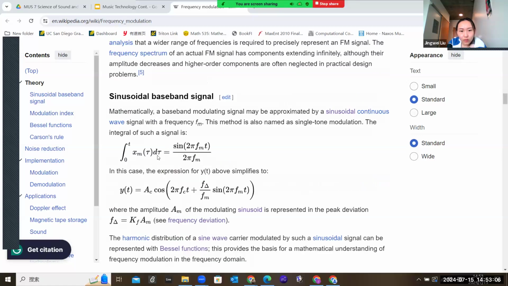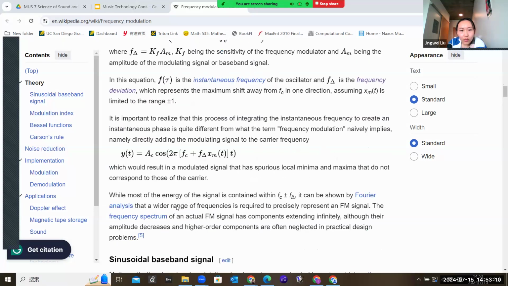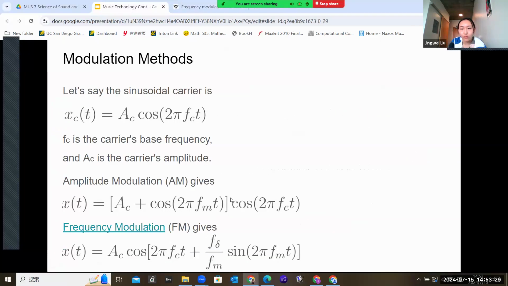And then you insert this expression into this formula, you will get this expression. So this is the frequency modulation of two sinusoidal waves, of two cosine waves actually. Your FC and FM are all cosine waves, and this is the expression we get here for the frequency modulation. Hope everything is clear.